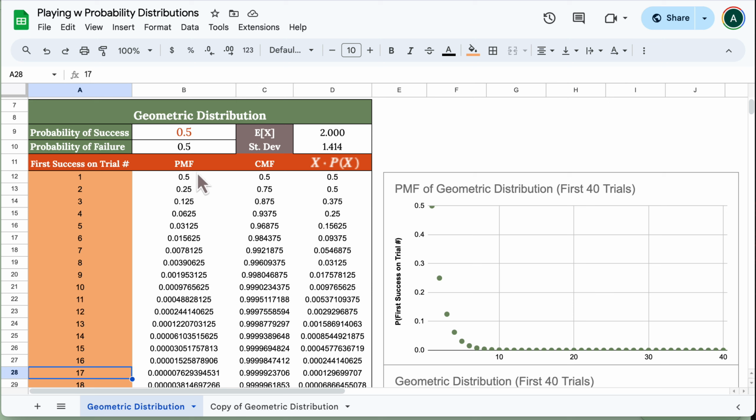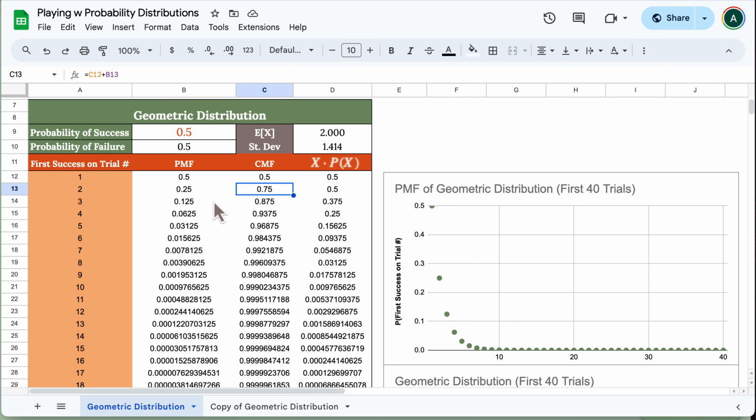Column B, the probability mass function, is telling you the corresponding probability that, if you have a 50% chance of success and a 50% chance of failure, there is a 0.0078125 chance that you will not achieve success until the 7th try. Or there is a 0.125 chance that you will not achieve your next success until the 3rd try.